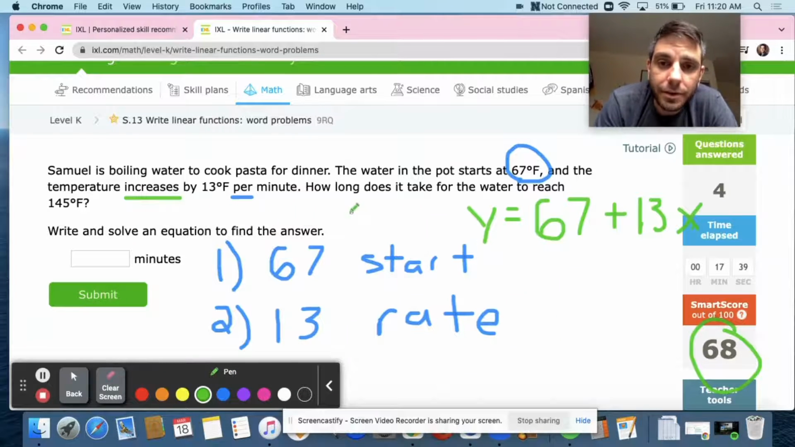Okie doke. Now, notice in this question, nowhere in the instructions do they mention the letter y or the letter x.